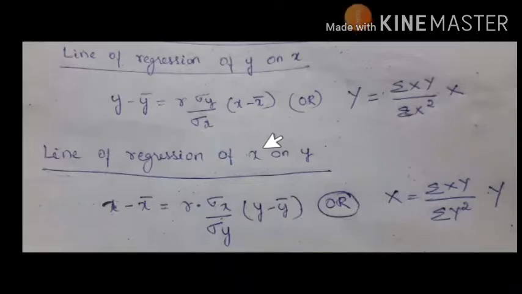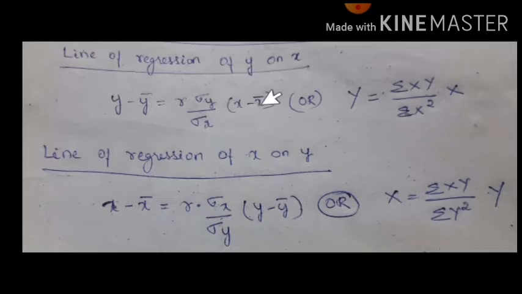Next concept we study, along with the correlation coefficient, is the line of regression. Two lines of regression we study: one is the line of regression of y on x, another is the line of regression of x on y. The formula for the line of regression is y minus y bar equals r into sigma y by sigma x into x minus x bar.